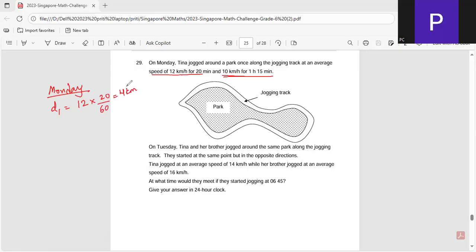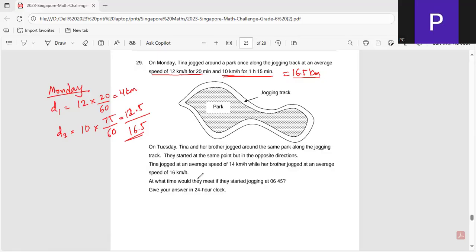So that is 4 kilometers. And distance 2 is 10 km per hour for 1 hour 15 minutes, which is 60 plus 15, so 75 minutes. So that is 12.5. Total distance is 16.5. So the total distance of the track here is 16.5 kilometers.